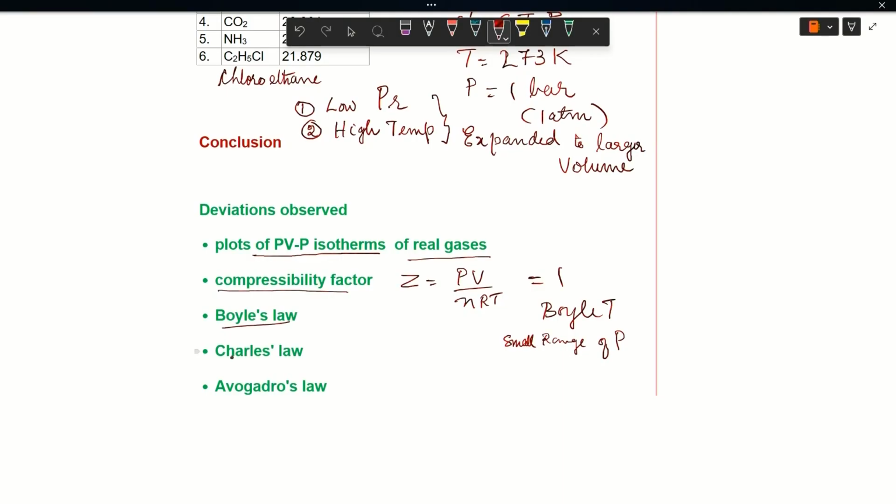Next, it shows deviation from Boyle's law, deviation from Charles' law, and also from Avogadro's law. That's all for the session. Thank you.